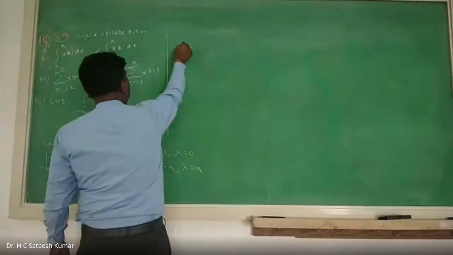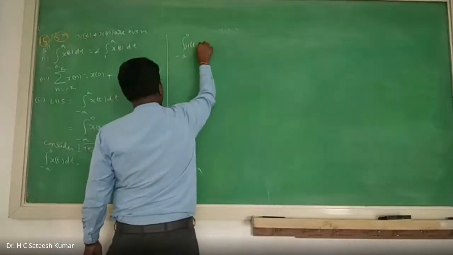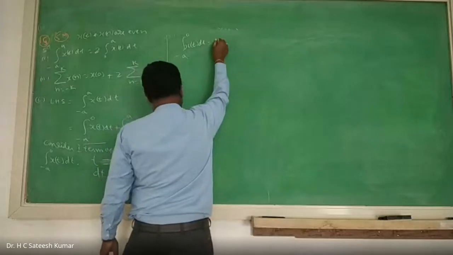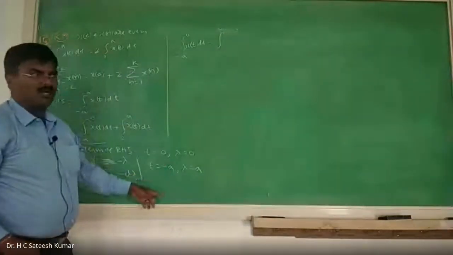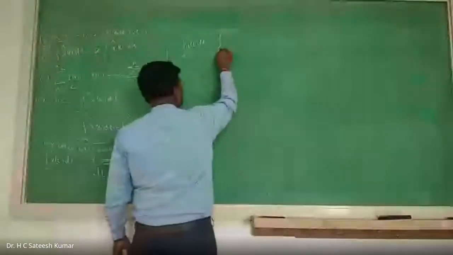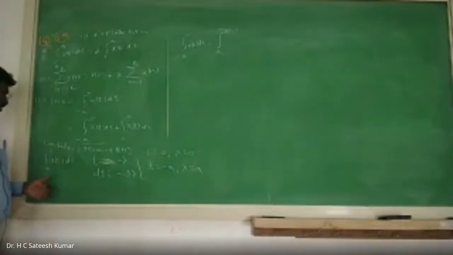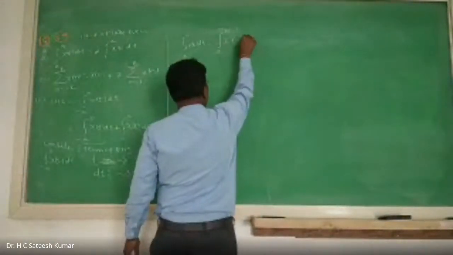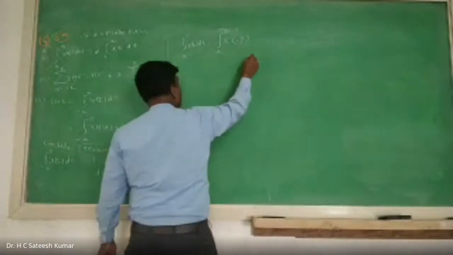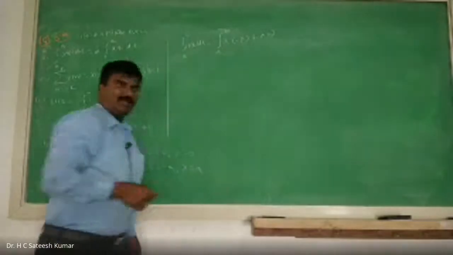First term, integration from minus a to 0 of x of t dt is equal to integration from a to 0 of x of minus lambda, where t is replaced by minus lambda and dt is replaced by minus d lambda. But lambda is a dummy variable.